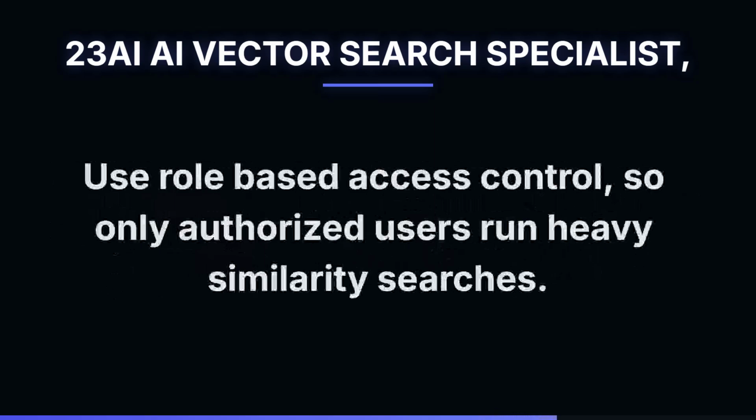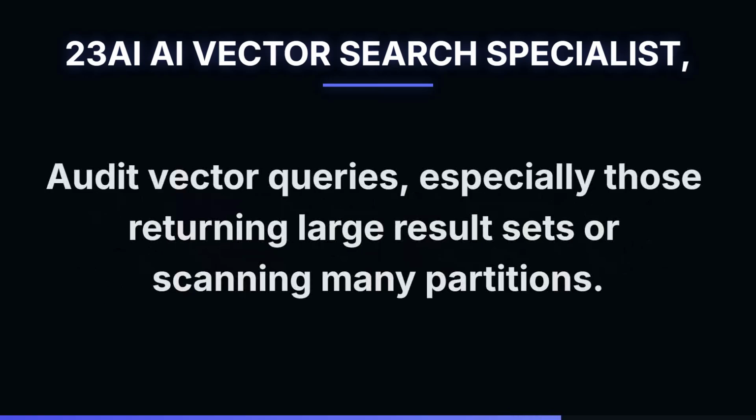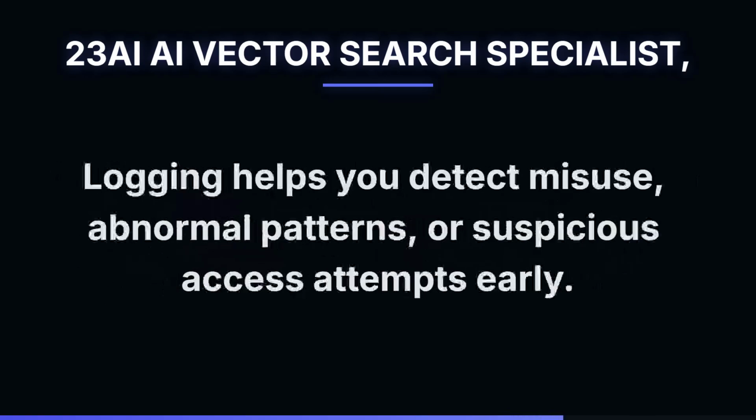Use role-based access control, so only authorized users run heavy similarity searches. Grant least privilege access, so users only see data needed for their tasks. Audit vector queries, especially those returning large result sets or scanning many partitions. Logging helps you detect misuse, abnormal patterns, or suspicious access attempts early.